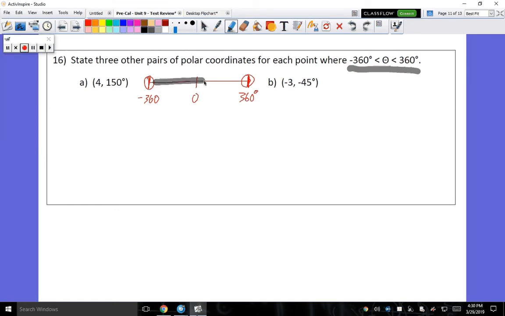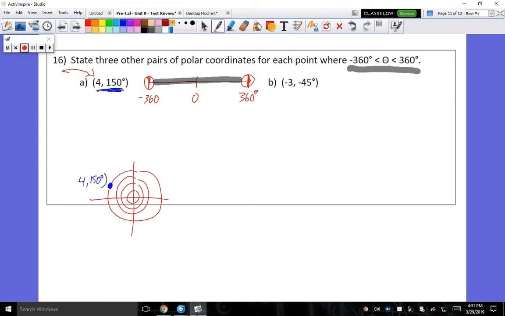We're trying to find all the angles, or all the coordinates in polar notation, that are equivalent to (4, 150). Remember, if I were to draw it, which I don't have to, (4, 150) means we aim at 150 degrees, which is about here, and go out to 4, where the radius is 4 from the center, and put a dot. That represents the point (4, 150) in polar notation.